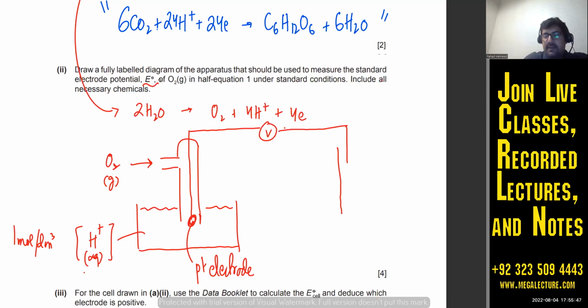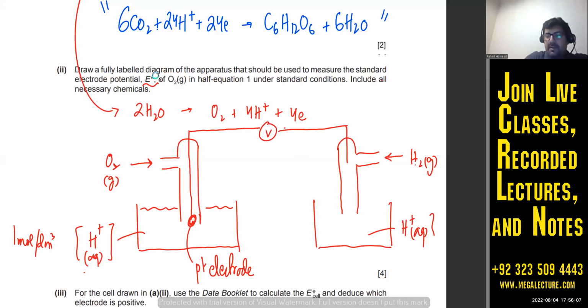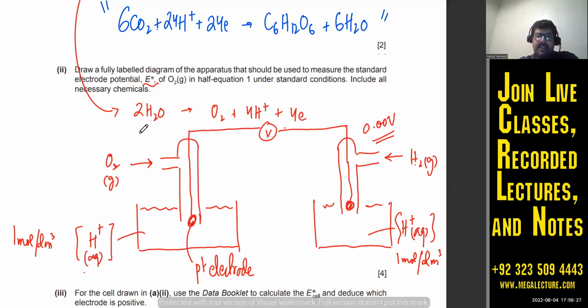So there's going to be another electrode, which is the standard hydrogen electrode. And in that electrode, there's going to be H2 gas. And there's going to be H+ ions in the solution. Make sure that's H+ aqueous, and it's 1 mole per dm cube, right? Or kya hoga? You have to add a platinum catalyst, right? So label that. This is your 0.00 volts.